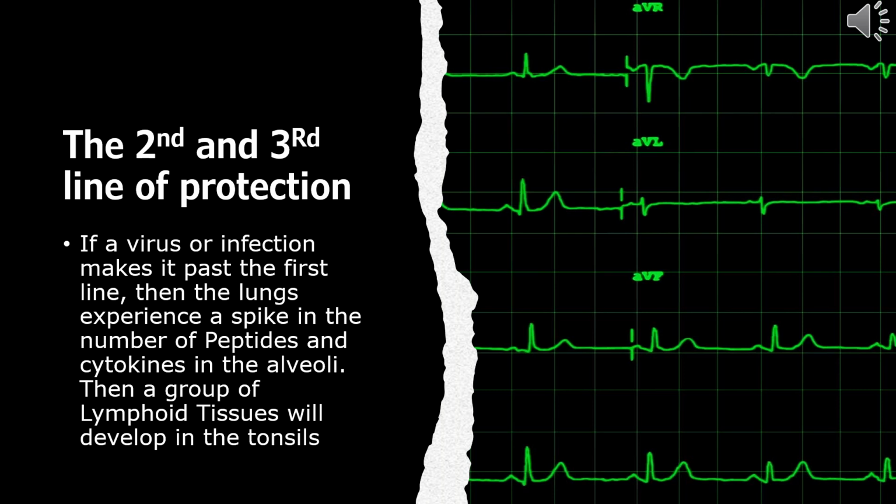the lungs would then experience a spike in the number of peptides and cytokines in the alveoli, which is the lowest part of the respiratory system. It's in the lungs. Then the body would produce a group of lymphoid tissues that develop in the tonsils. And inside the tonsils there would be a cluster of the tissues, and they would secrete the IgA.